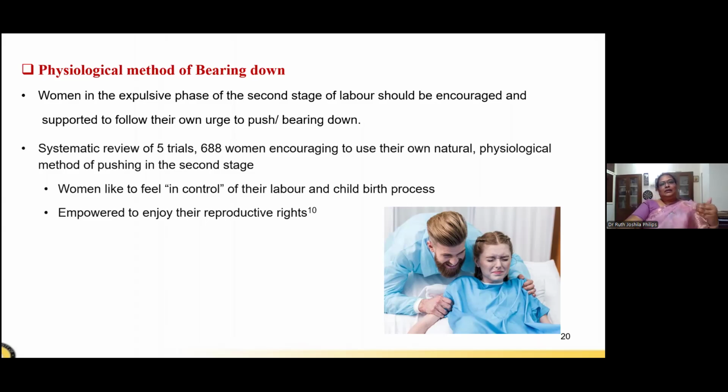So the research which has been done in this segment of the labor has compared natural physiological bearing down with directive bearing down, to see which of these two is good. And of course, physiological bearing down is found to be more beneficial, because when women follow their body and basic instincts, they feel more in control and empowered and are satisfied with their birthing experience.